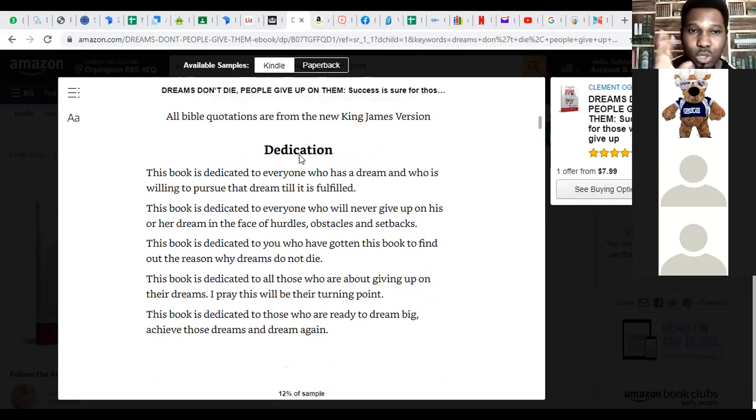This book is titled Dreams Don't Die. People give up on them, right? So this book is dedicated to everyone who has a dream and who is willing to pursue that dream till it is fulfilled. Now, this everyone here, they didn't help me write the book. They didn't edit the book, and I'm not telling them thank you. This is not thank you. I'm only dedicating the book to them, right? But I'm not telling them thank you.